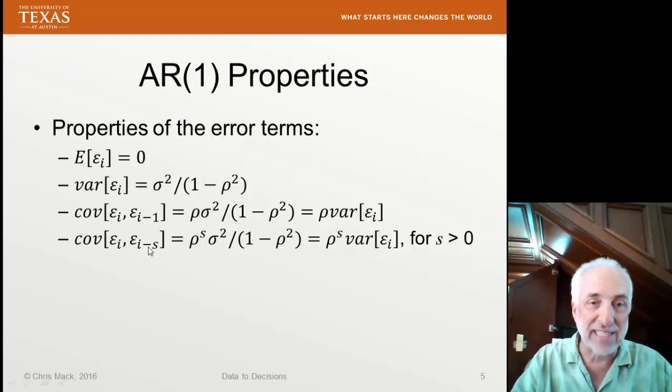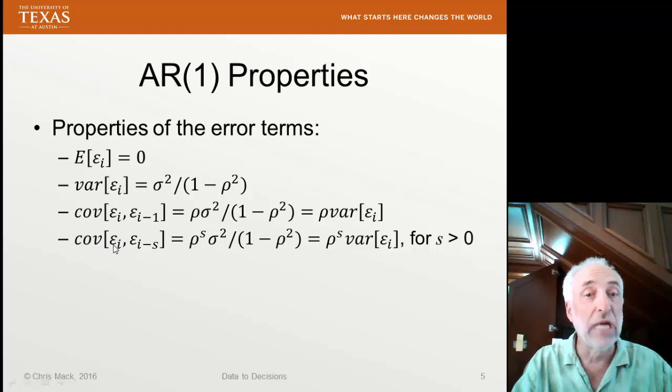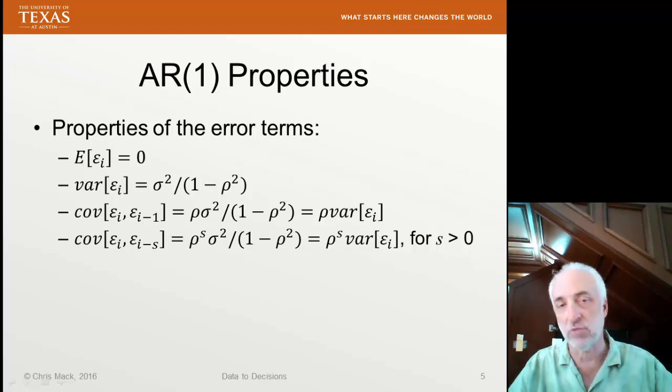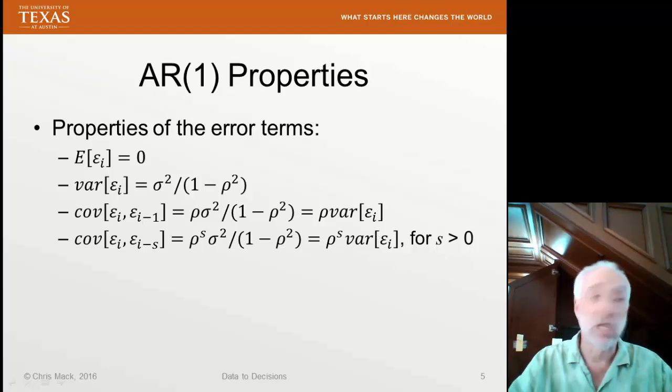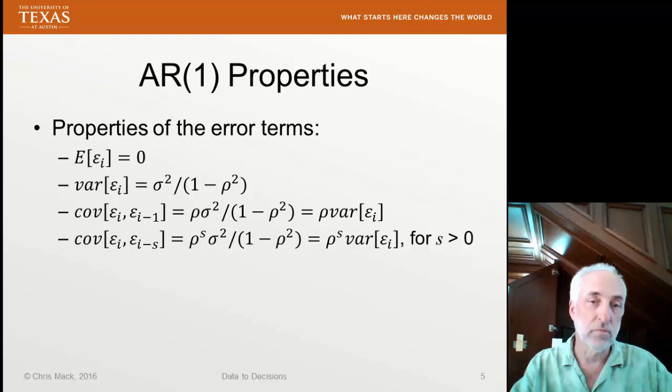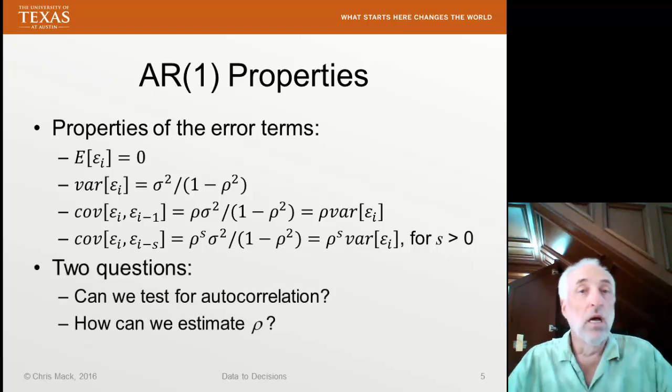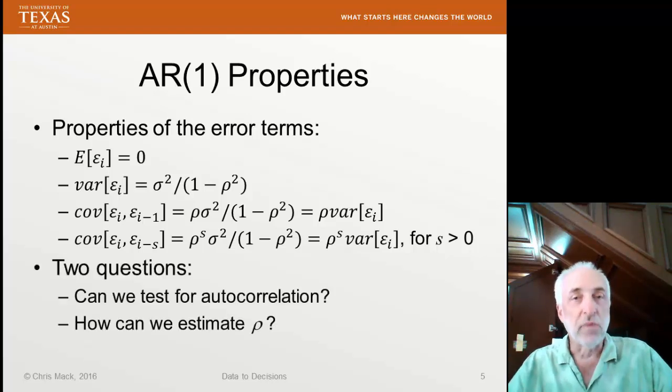If I look at different lags than 1, if I have a lag of s, 2, 3, 4, whatever it might be, then the covariance of a residual and its s-lagged residual, 2 steps back, 3 steps back in time, is going to be rho to the power of s times the variance, as long as s is bigger than 0. Well, these are the properties of the AR1 model.